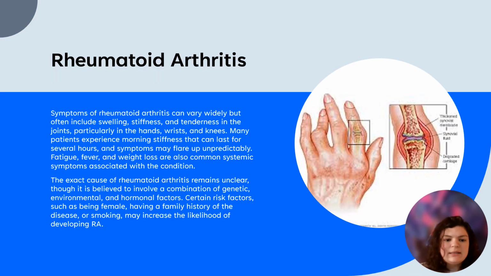Rheumatoid arthritis is a disease that can vary widely, but often includes swelling, stiffness, and tenderness. Sometimes there's even a discoloration on the skin. It'll be red, kind of showing inflammation. This often occurs in hands, wrists, and knees. Many patients experience morning stiffness that can last for several hours, and symptoms may flare up unpredictably. Fatigue, fever, and weight loss are also common systemic symptoms associated with the condition. Like many other systemic diseases, we'll go over a couple more.